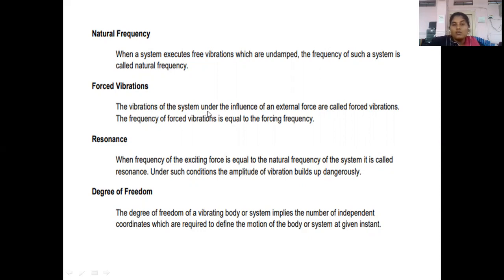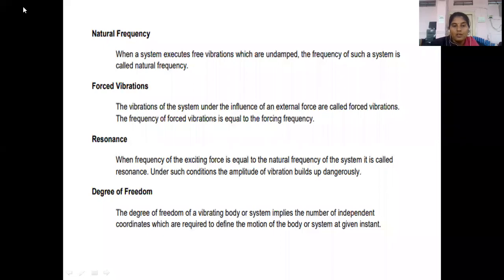There is some external force applied on the system. Because of this forced vibration, the frequency that is produced is the forcing frequency. Because of the external force, the system is getting vibrated; that frequency is known as the forcing frequency. Okay. Next point is resonance. So what is resonance?